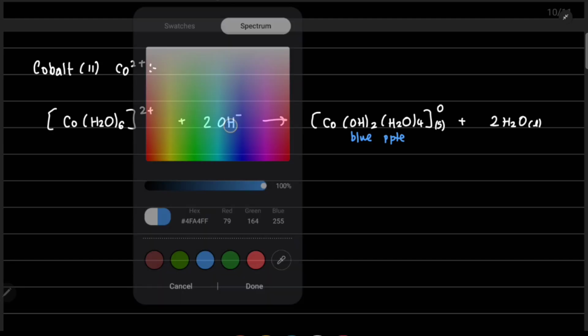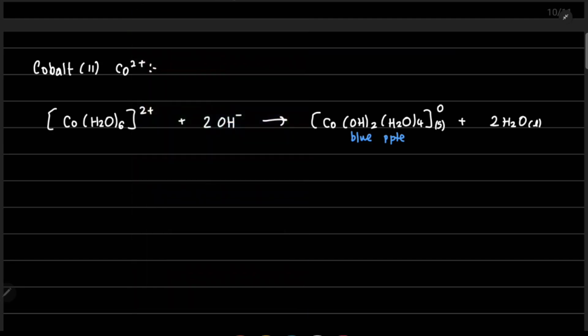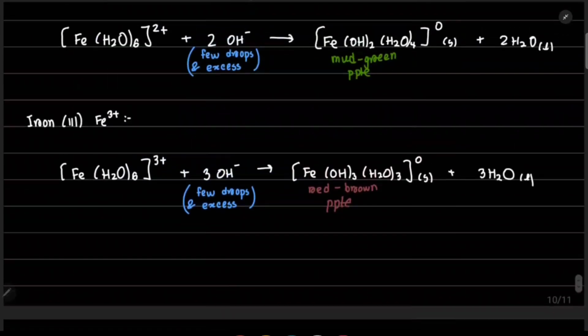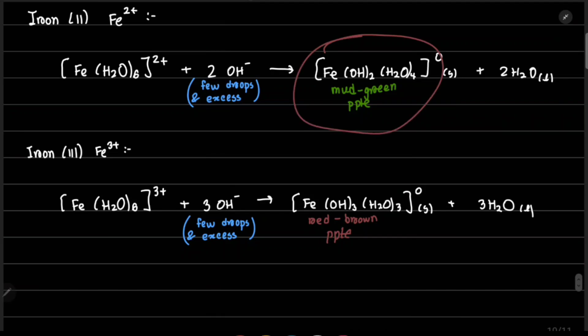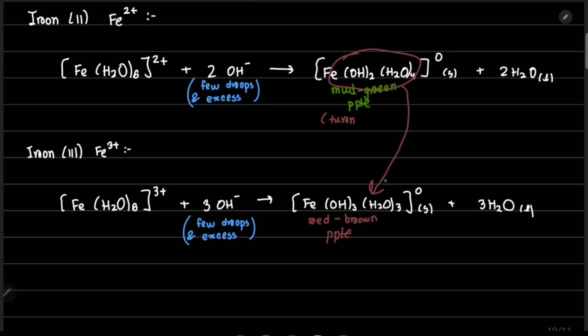However, there is an interesting feature for cobalt as well. It is that this turns pink on standing, and we don't have any explanation for it yet. The color change is also a feature for Fe2+, so this will turn brown at the surface because it is oxidized into this product. So this turns brown on standing.